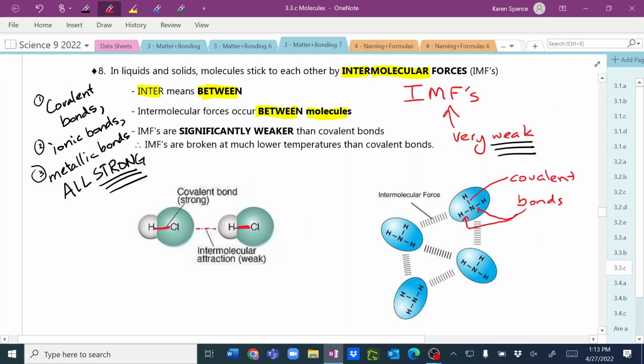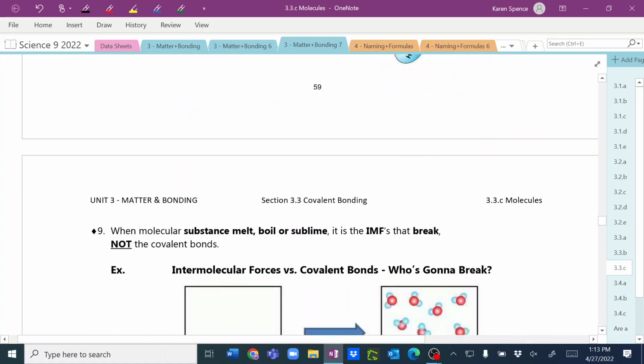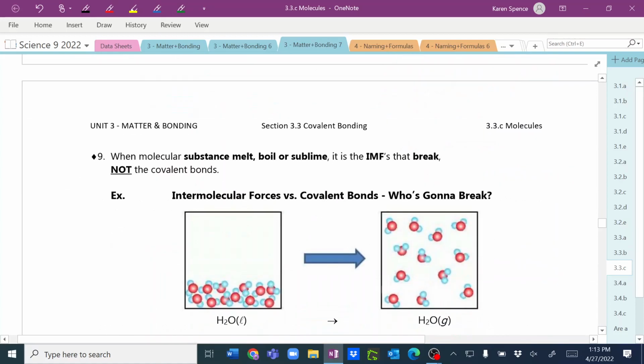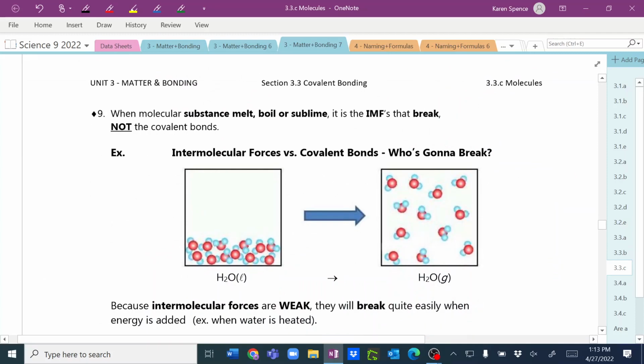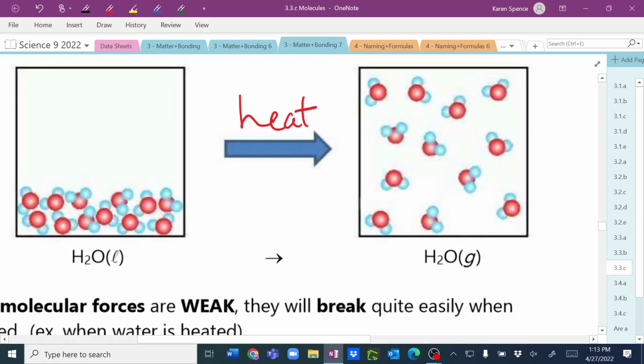Okay, so we have the covalent bonds, and then in between the molecules, we have our intermolecular forces. And this is just sort of carrying on with the same idea, and this just shows you who is going to break. So if we have liquid water and we heat it, you still have water. The covalent bonds have not broken.